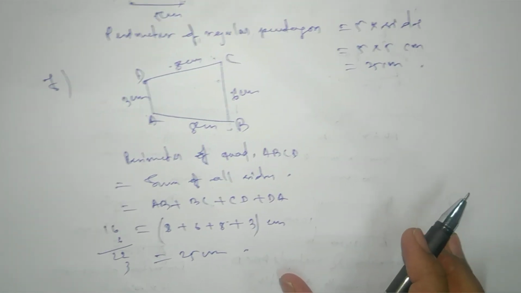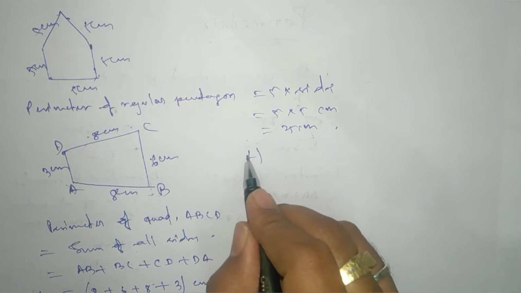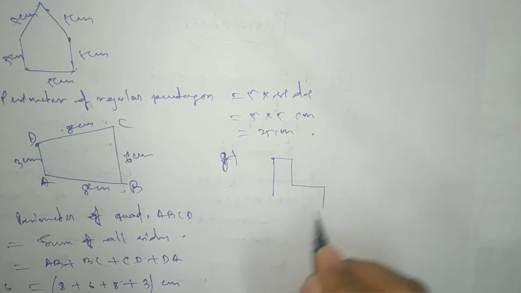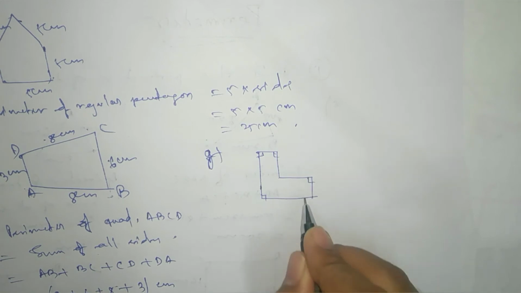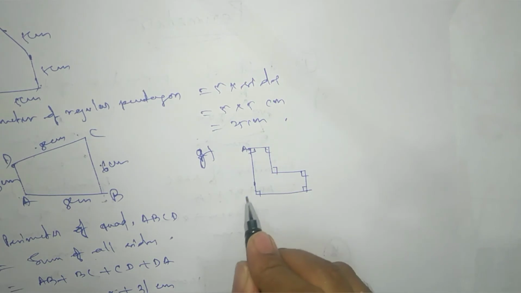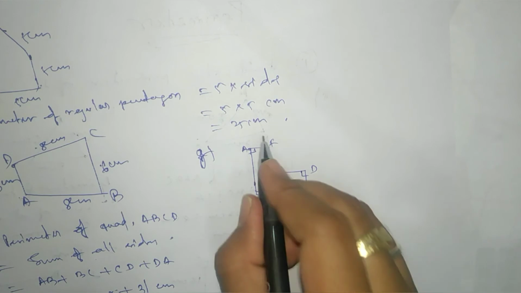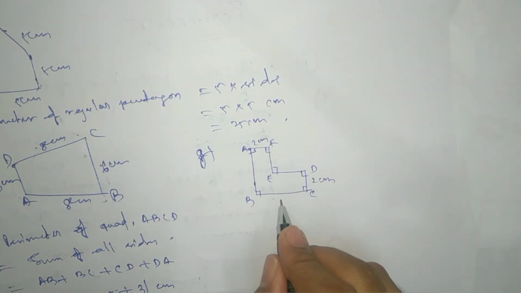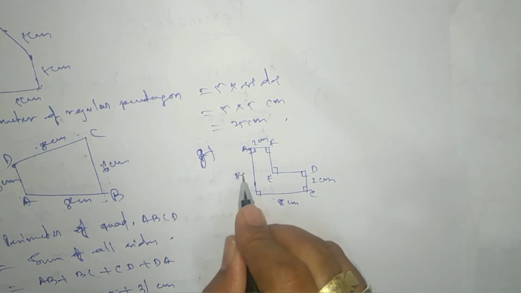Okay, next we'll proceed to another type of polygon. So take a polygon like this type. In each case there is a 90 degree angle, at every point we are getting 90 degree. Here ABCDEF has been written. Here we have 2 centimeter, this is your 2 centimeter. And the total length here we have 8 centimeter, and the same here, you can take it as 8 centimeter also.